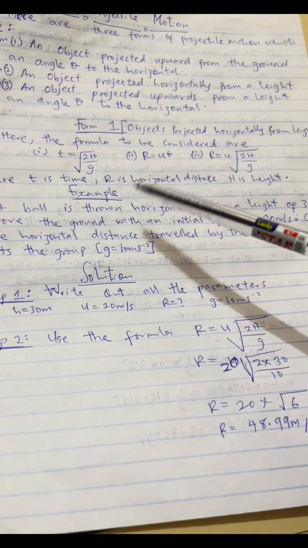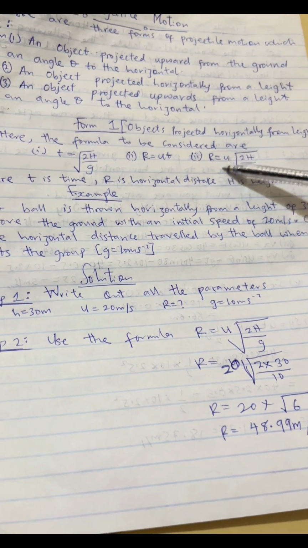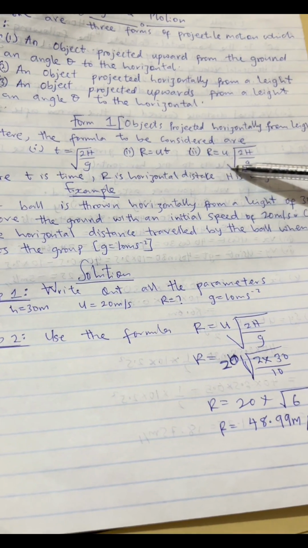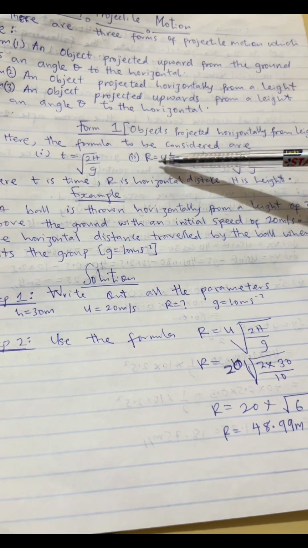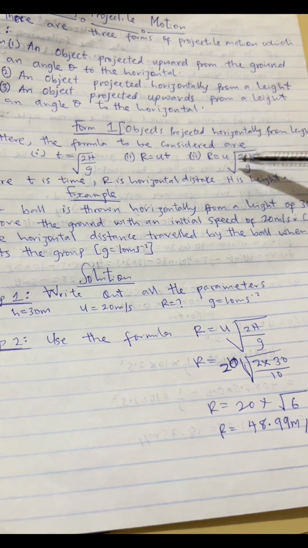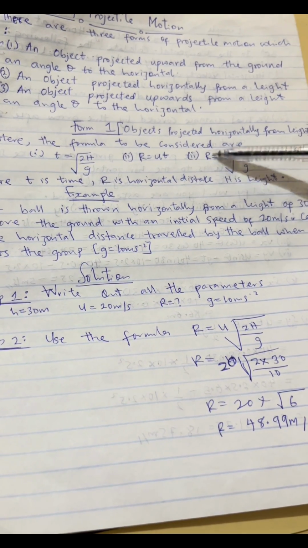So whenever you are asked to calculate the horizontal distance, then you have to calculate the R, and the formula for your R will either be this or this. So if in the question you are given the initial speed and the time, you have to use the second formula. But if you are given the height, the initial speed, and the acceleration due to gravity, you have to use this formula.